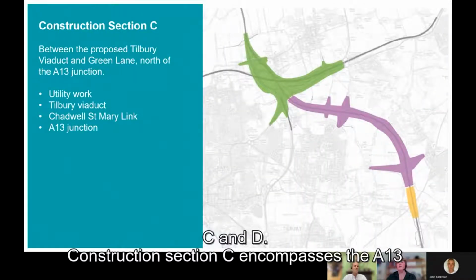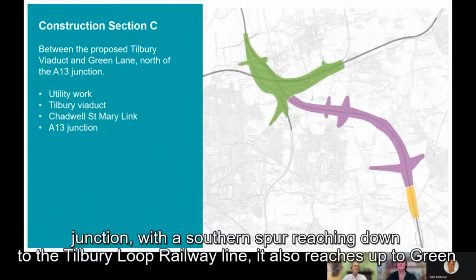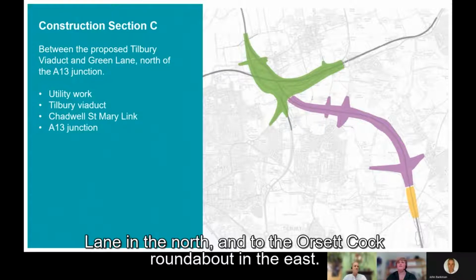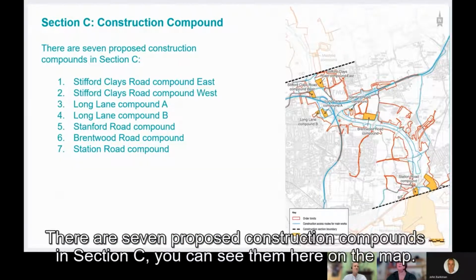Construction section C encompasses the A13 junction with a southern spur reaching down to the Tilbury Loop railway line. It also reaches up to Green Lane in the north and to the Orsett Cock roundabout in the east. There are 7 proposed construction compounds in section C. You can see them here on the map.